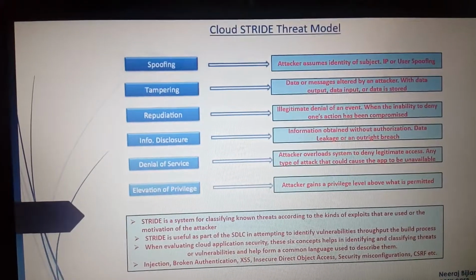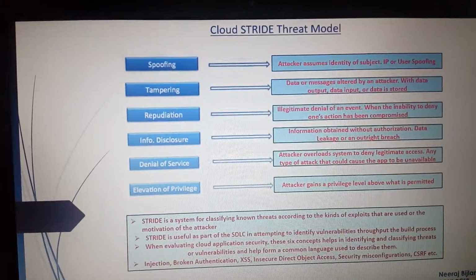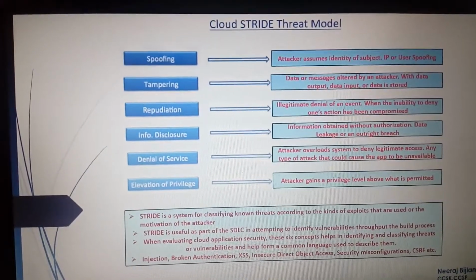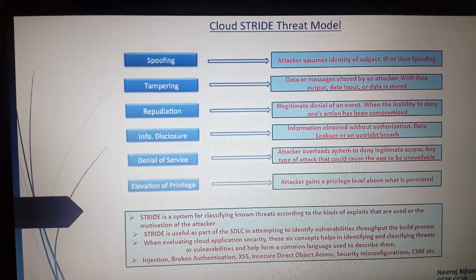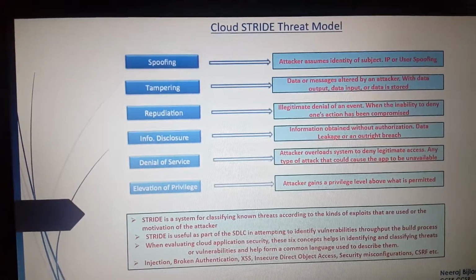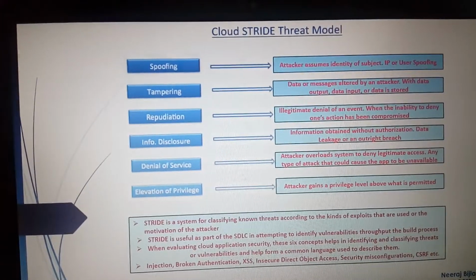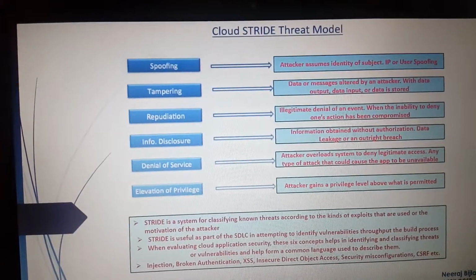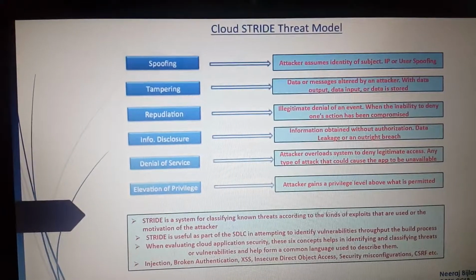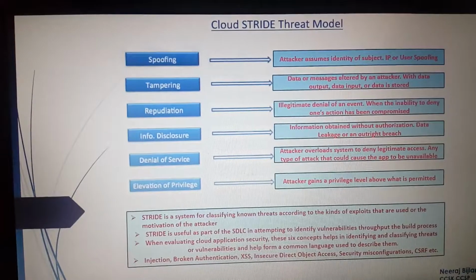Next is elevation of privilege, where attackers gain privilege level access above what is permitted. Suppose an attacker gains access to the Linux kernel, root access, or admin access, then they can do anything, right? So there should be enough restrictions on root level access, admin level access, and kernel level access, so that the attacker cannot get elevated privilege access on the applications, right? This is also very important.